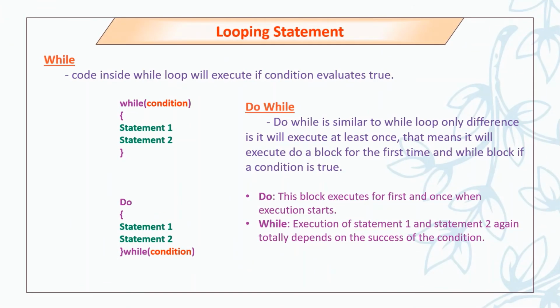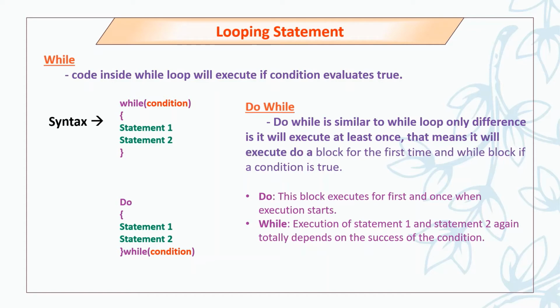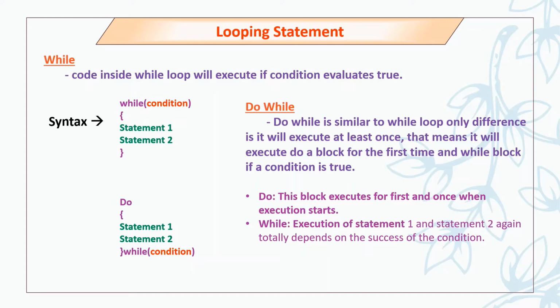Looping statements. While loop: code inside the while loop will execute if the condition evaluates to true. Execution of statement 1 and 2 will repeat until the condition is true. Do while loop: do while is very similar to the while loop, the only difference is it will execute at least once. That means it will execute the do block the first time and next time it depends on the while condition. Execution of statement 1 and statement 2 again totally depends on the success of the condition.